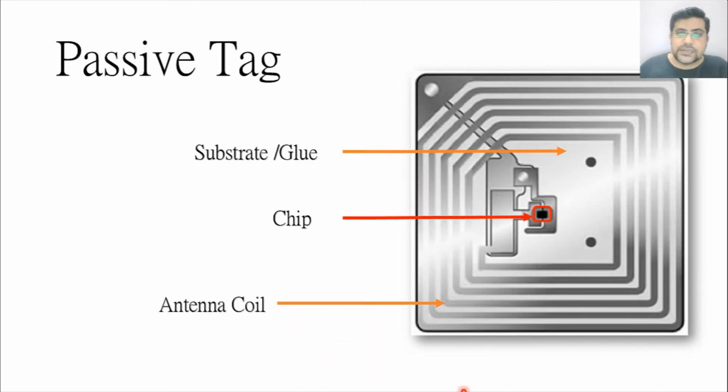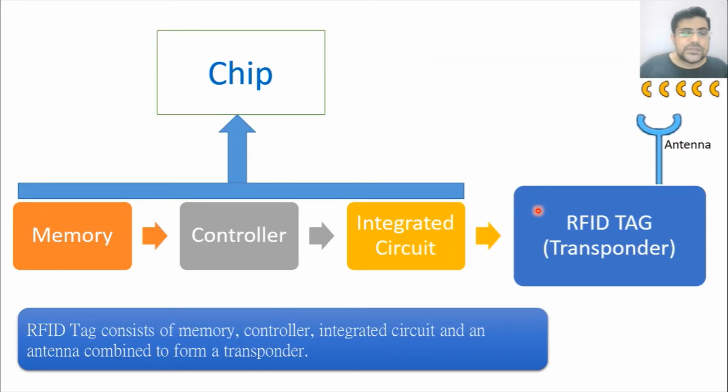So this is the diagram of a passive tag, and there you can see the chip is the most important component of any RFID tag. I'll tell you, this is the inner diagram of the chip, and it has memory, controller and integrated circuit. An RFID tag consists of memory, controller and integrated circuit, and an antenna combined to form a transponder. So this is what a tag and the chip are.